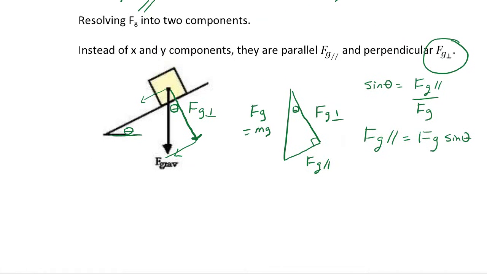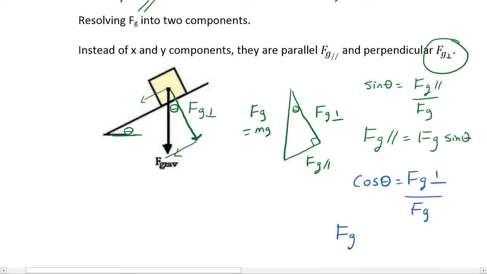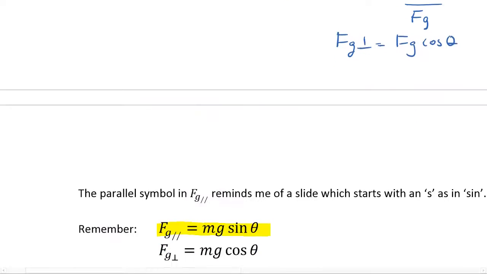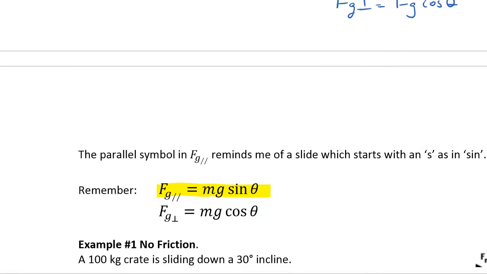Similarly, if I go over here and I'm looking at the adjacent side, using cos now, the cos of theta is equal to the adjacent over the hypotenuse, FG perpendicular over FG. And so here I would have FG perpendicular is equal to the force of gravity times the cos of the angle. Or I can write it as mg cos theta. The mg part, that's the same thing as saying the force of gravity.